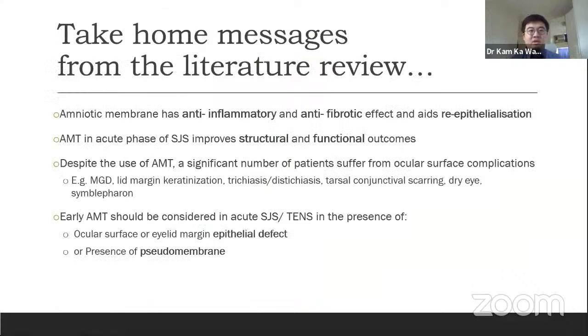So a few take-home messages. For the first part, amniotic membrane has anti-inflammatory, anti-fibrotic effects, and it helps reepithelialization of the cornea. Amniotic membrane in the acute phase improves the structural and functional outcome. However, despite the use of amniotic membrane, there's still a significant number of patients who will suffer from chronic ocular surface complications such as dry eye and meibomian gland dysfunction. Early amniotic membrane can be considered in acute SJS in the presence of either epithelial defect of the ocular surface or the eyelid margin, or the presence of pseudomembrane.